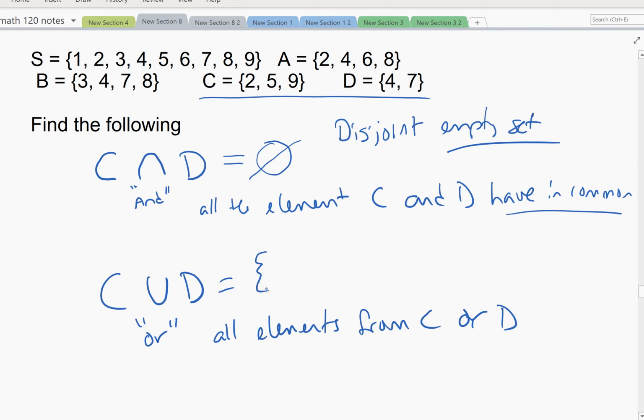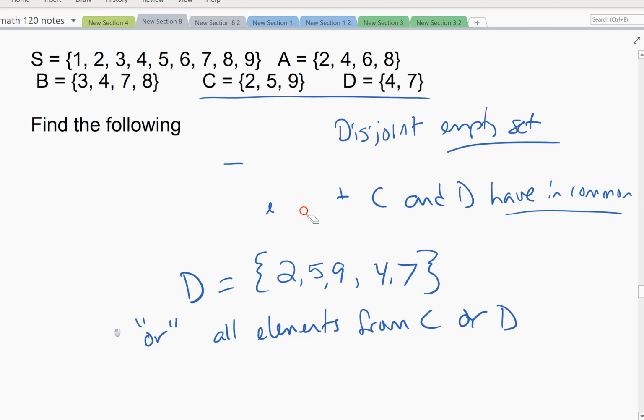Alright, so or is all inclusive. I get everybody from C or everybody from D. So I get to include 2, 5, 9, 4, and 7. The or statement was all of the numbers in C or D. That's the difference between and and or, and it's a big difference. One of them was empty, and one of them has 5 different numbers in it.